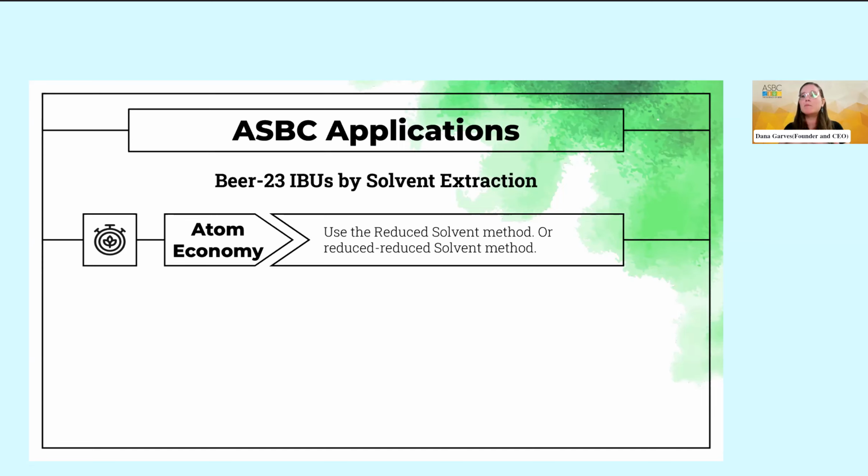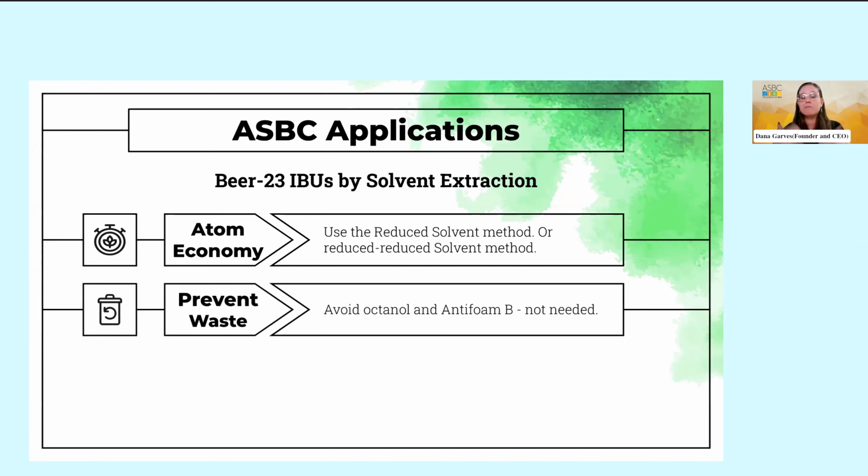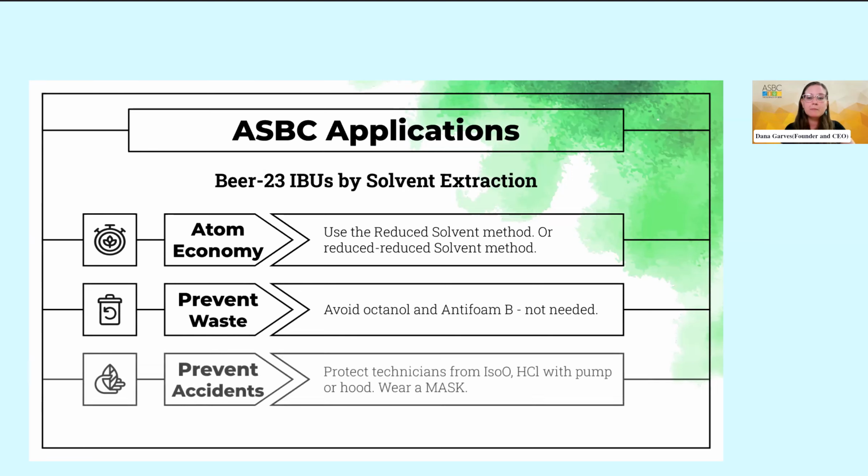We can prevent waste and just completely cut out octanol and antifoam B. These, in my experience over the last decade of testing beer, are not needed. If you do your sample prep correctly, you shouldn't have any extra foam really coming up. So if we can avoid these chemicals altogether, I think it's very important that we don't even need them in the lab. And then lastly, we really want to protect our technicians from isooctane and hydrochloric acid.